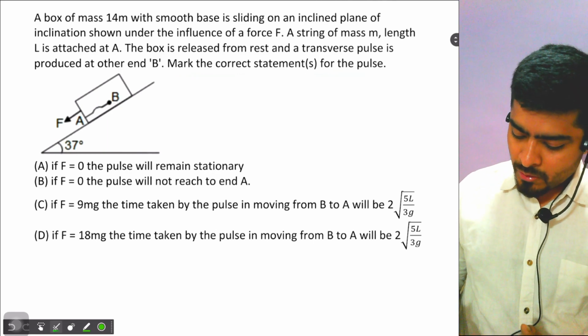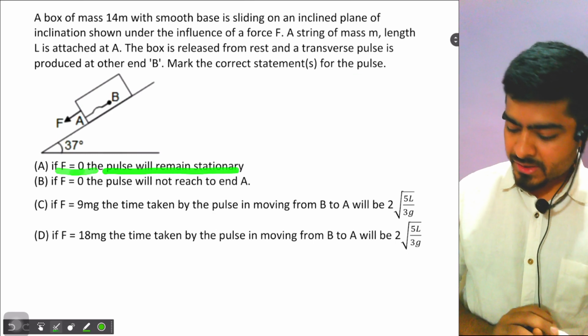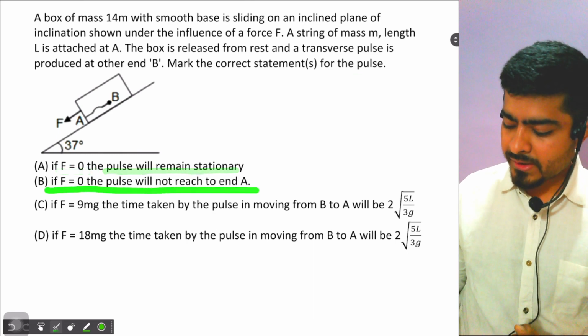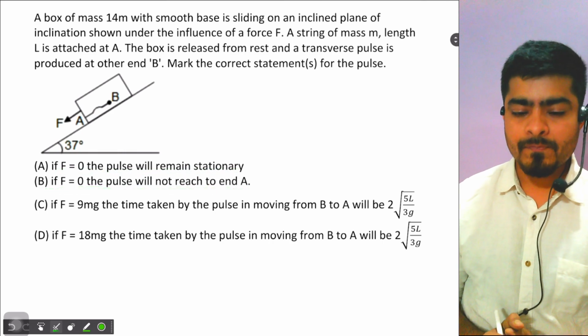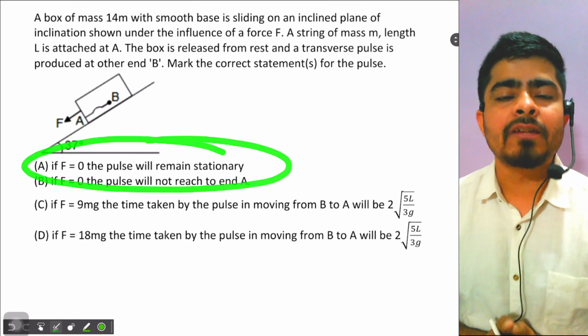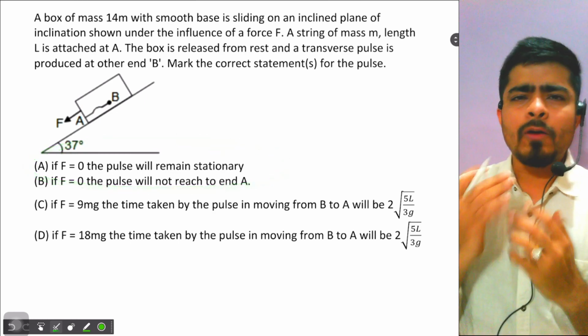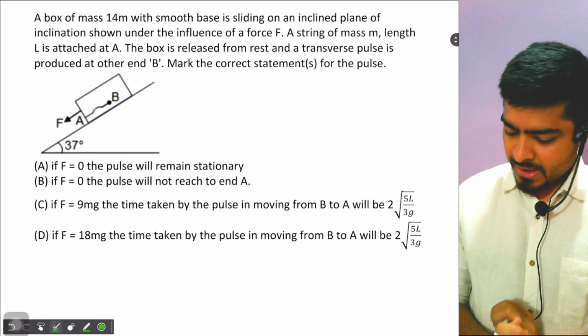Now the first two options, what do they say? If F equal to 0, the pulse will remain stationary. If F equal to 0, the pulse will not reach end A. Now see, the interesting thing is these two options can be solved directly without any calculation if we have a good idea about how physics works. So let's try to understand that.